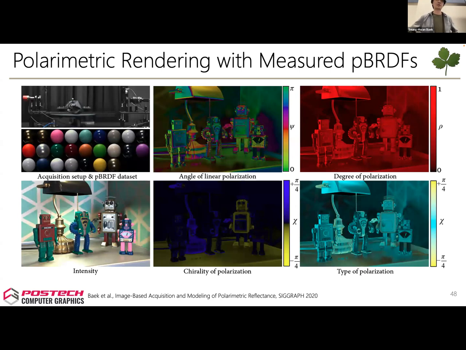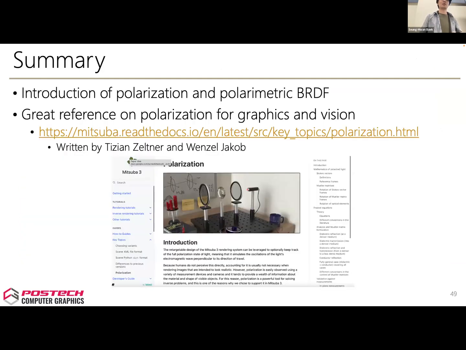Here we just assign our scanned PBRDF material appearance to each portion of this virtual scene. You can use it for realistic polarimetric rendering with real-world materials, or you can use it for discovering some hidden relation between the polarization and the material properties or geometric properties of the shape. So that was it for my part on the introduction of polarization and polarimetric BRDF.